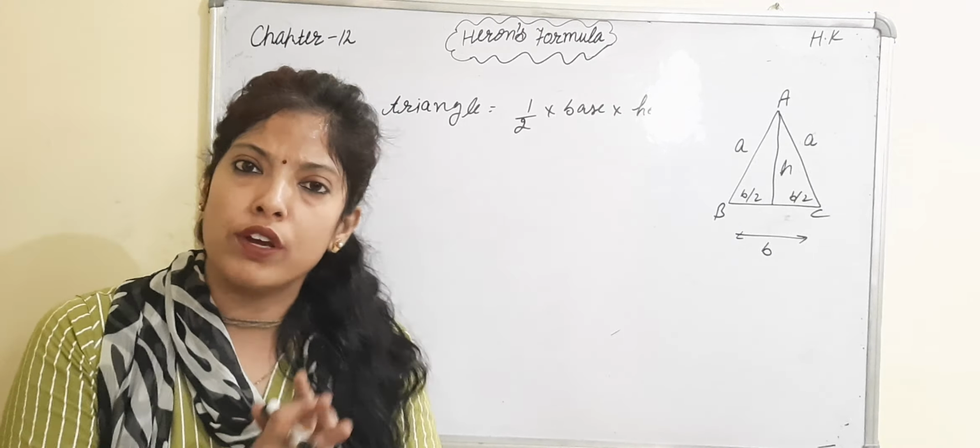What is the area of a triangle? Half base cross height. In this triangle, the base is B and the height is H. Now we have to find the value of H. ABD is a right angle triangle, and in a right angle triangle, we use the Pythagoras theorem.